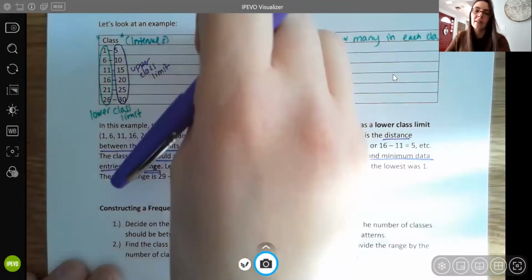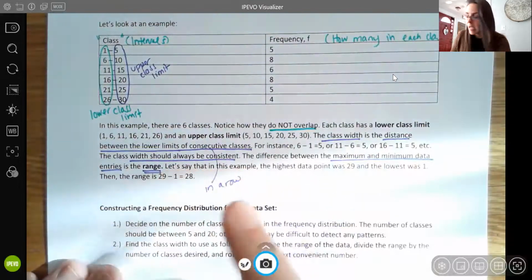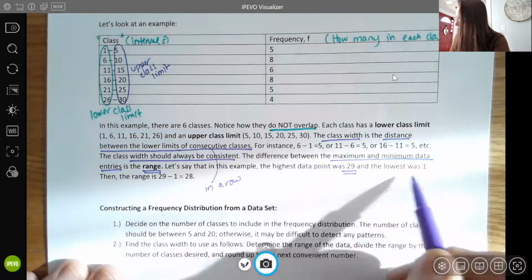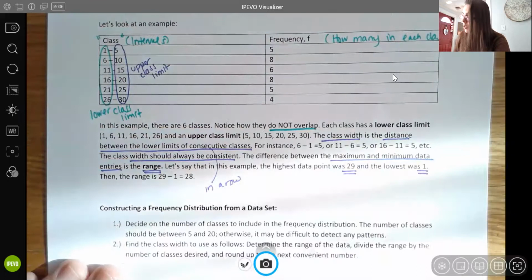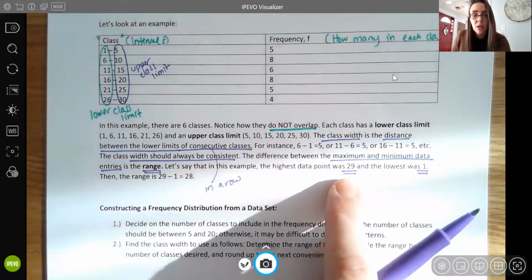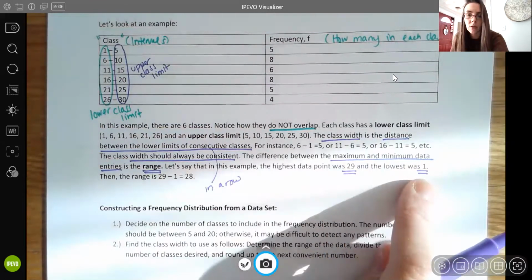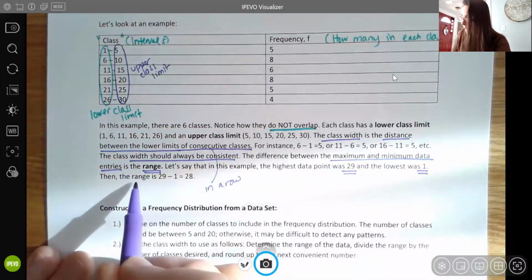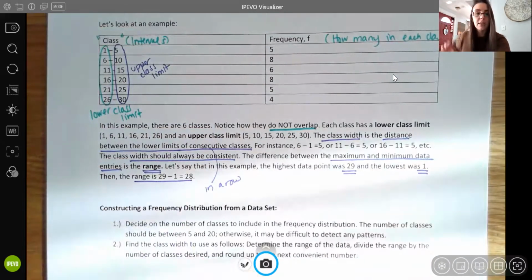So we don't really have every single data point, but I'm going to tell you that the highest data point was 29 and the lowest was 1. So someone scored 29 questions correct and someone scored 1 question correct. Those were the two extremes. So the range is 28. So your data points have a range of 28 values.